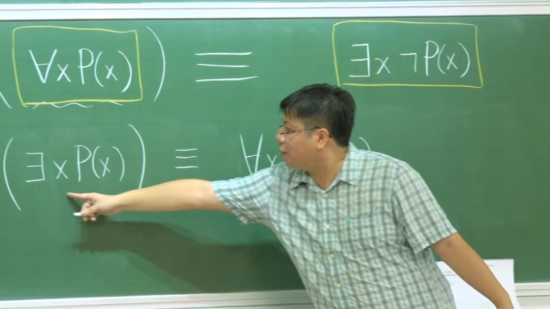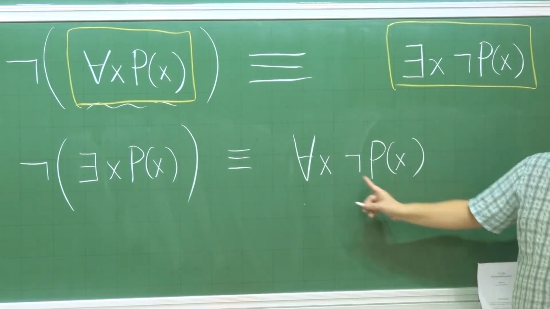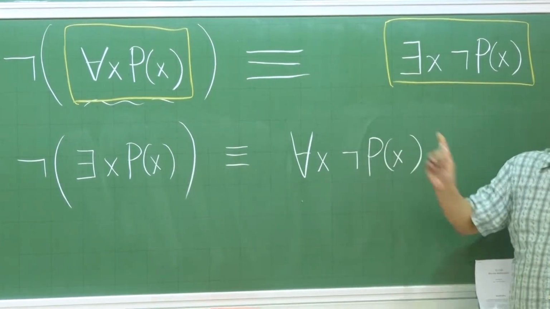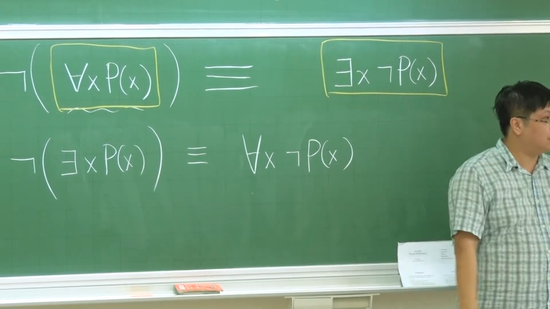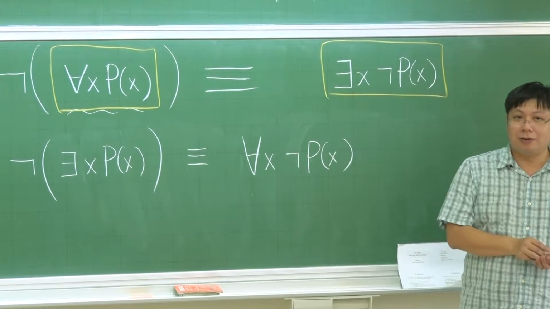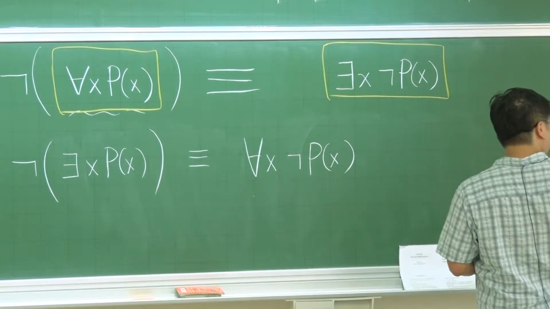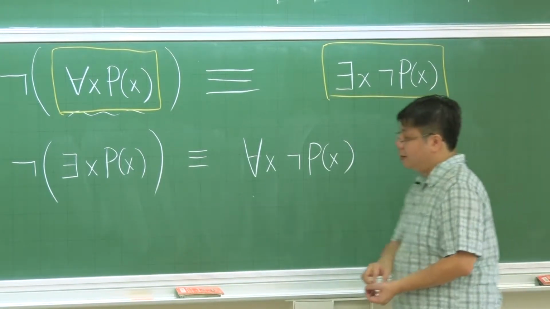The negation of this one will be for everyone, then you have the opposite meaning rather than the original meaning. And this is also called De Morgan's law. So this is De Morgan's law involving quantifiers. Okay, so we have that one.